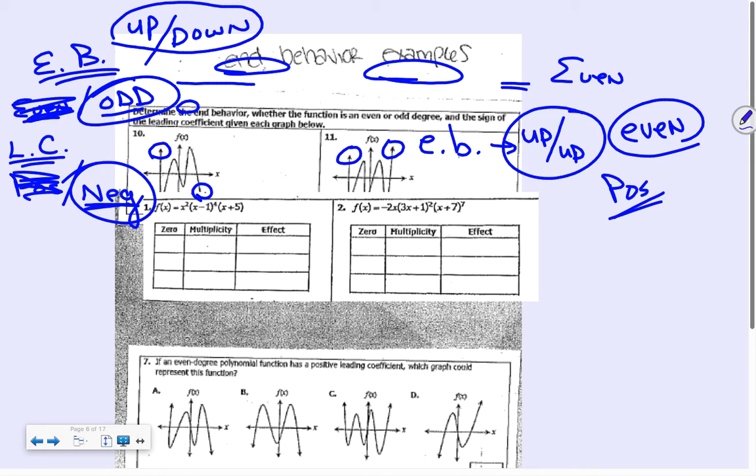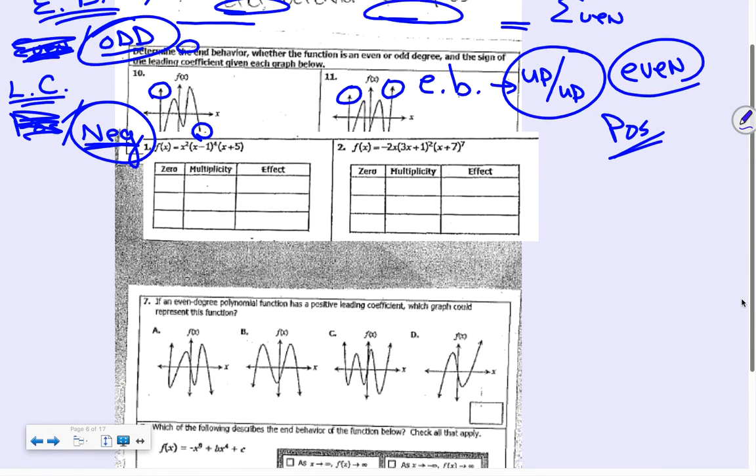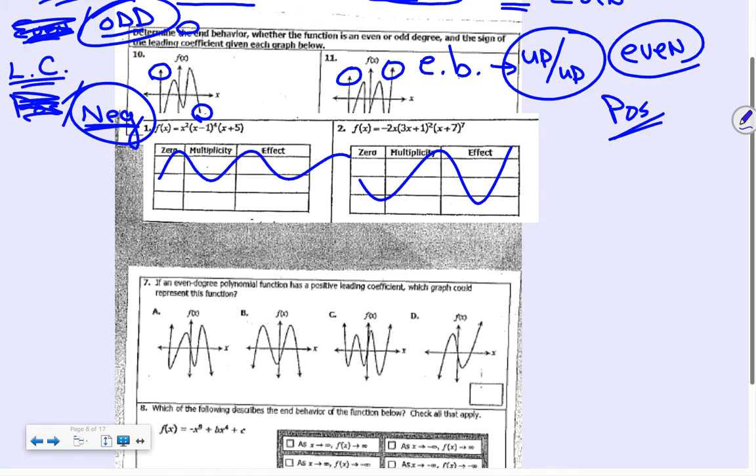That's it. Okay, we are only going to look at the functions. We're not going to look at the table. Don't cross the table out. We'll do it tomorrow. Okay, you ready? Let's take a look at this one. Is this function even or odd?